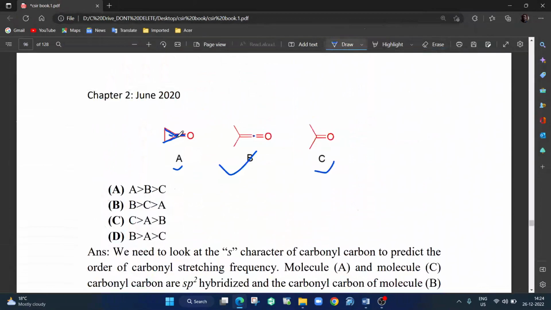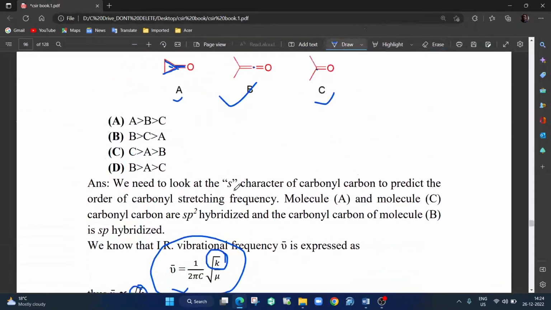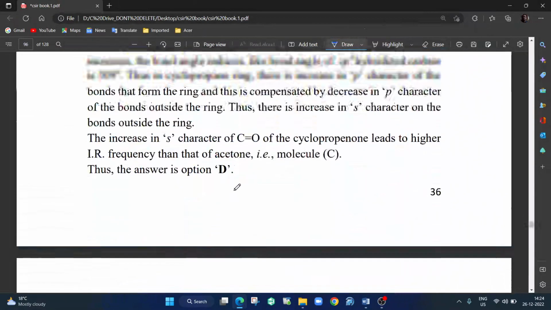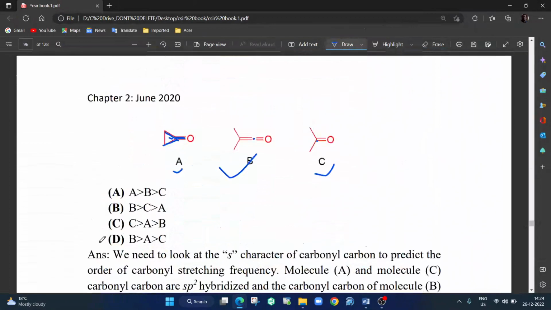So when it has more s character here, it will pull the electrons more strongly than this one, because this is sp2. So first will be B, then A, then C. Thus the answer is option D. B has the highest, then A, then C. Okay.